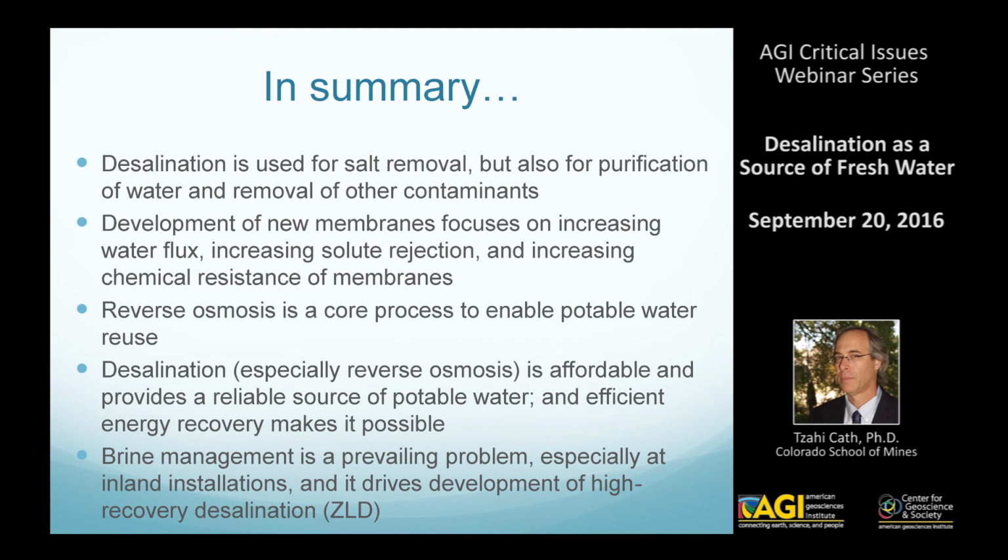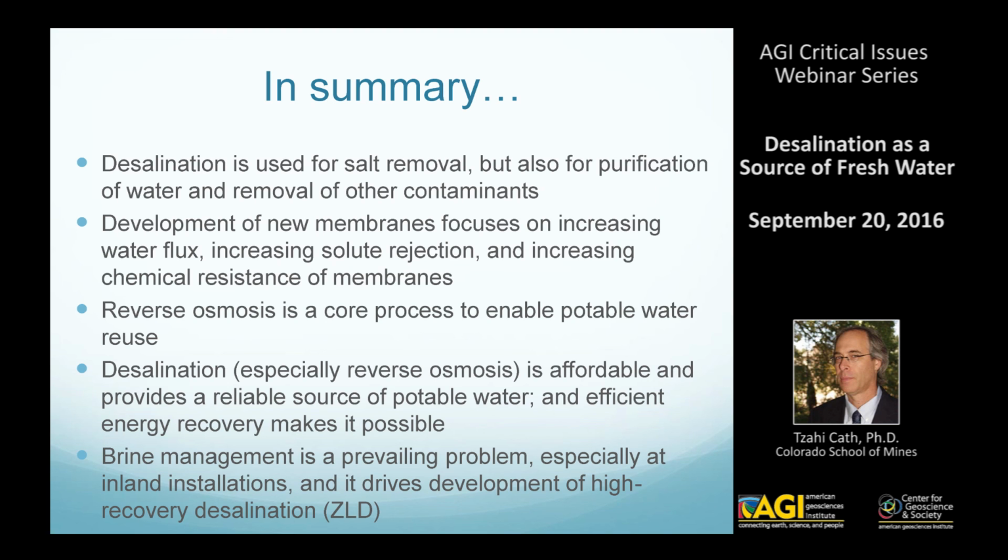Development of new membranes by membrane companies focuses on increasing fluxes, increasing rejection of different solutes, and increasing the resistance or resiliency of the membranes to resist degradation. Reverse osmosis is becoming a core process in enabling potable water reuse, very important in California, Texas, and other places that have to deal with droughts.